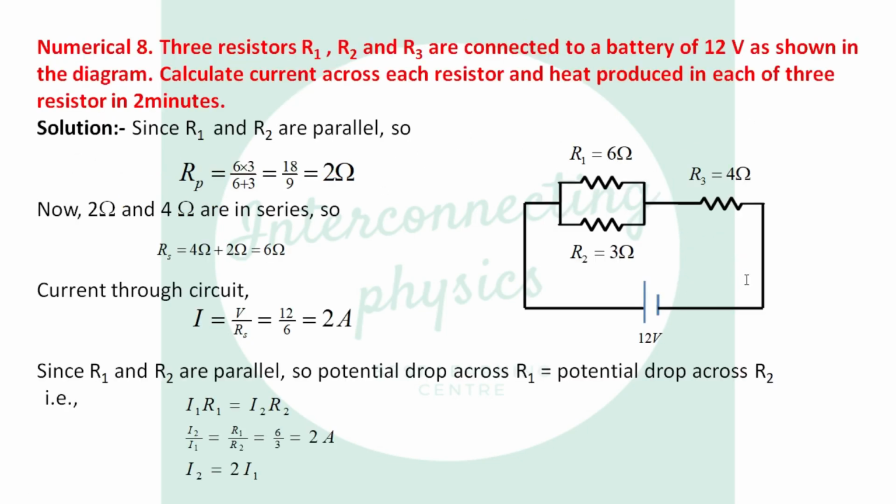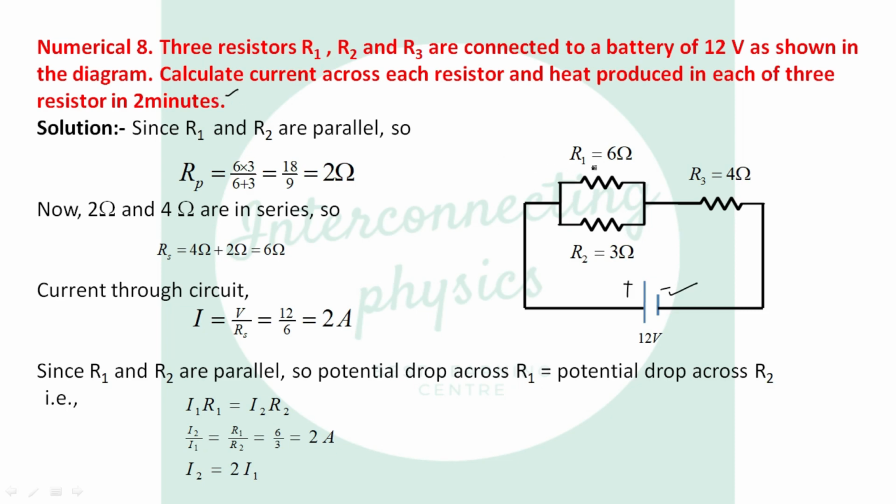Now the next numerical, number 8. Three resistors R1, R2 and R3 are connected to a 12 volt battery like this. In the diagram you are given, R1, R2, R3 are the resistors connected to the 12 volt battery. This is positive, this is negative. Calculate the current across each resistor and the heat produced in each resistor in 2 minutes.